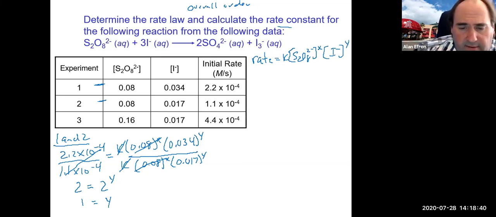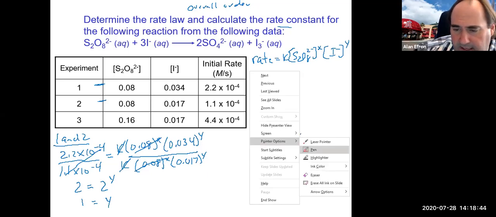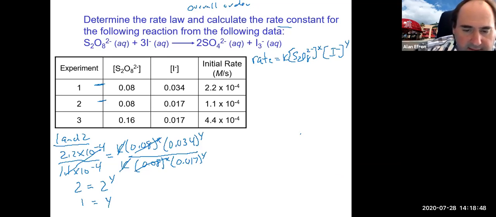So what we want to do next is, now that we held the first one constant, go back and hold the I minus constant. And to do that, it looks like entry number 2 and 3 will do that. So if we take number 2 and 3, I'm going to go with number 3 on top. Again, the larger rate sometimes will give you that better whole number.